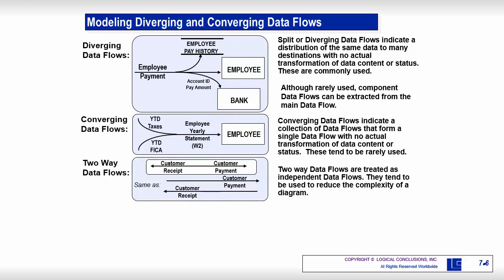As shown in the lower example, sometimes we may see a double-headed data flow, especially on high-level diagrams. Two-way data flows, as they're known, are treated as separate independent data flows. They tend to be used to reduce the complexity of a diagram. We show the name of the data flow closest to the directional arrowhead. In my example, customer payment flows to the right, and customer receipt flows to the left.